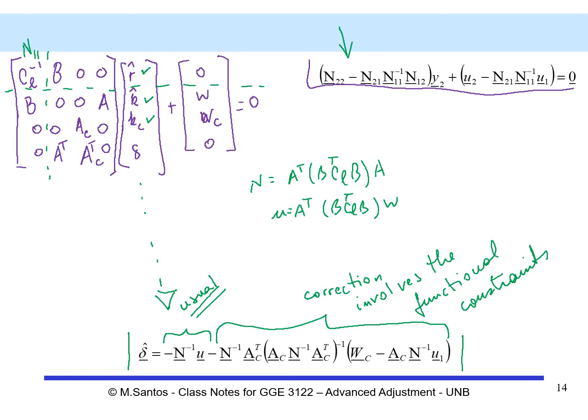We have N1, N inverse, that's this guy here. Now we have the Xi matrix with respect to the constraints. We have the misclosure with respect to the constraints. We have the usual N and the usual term U here. Okay, so this is it. And in terms of the theory behind the adjustment with weighted constraints and adjustment with functional constraints.